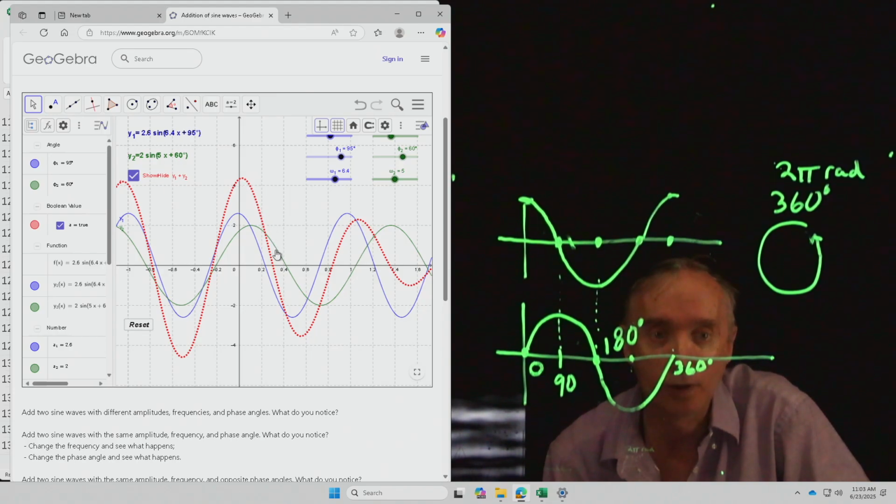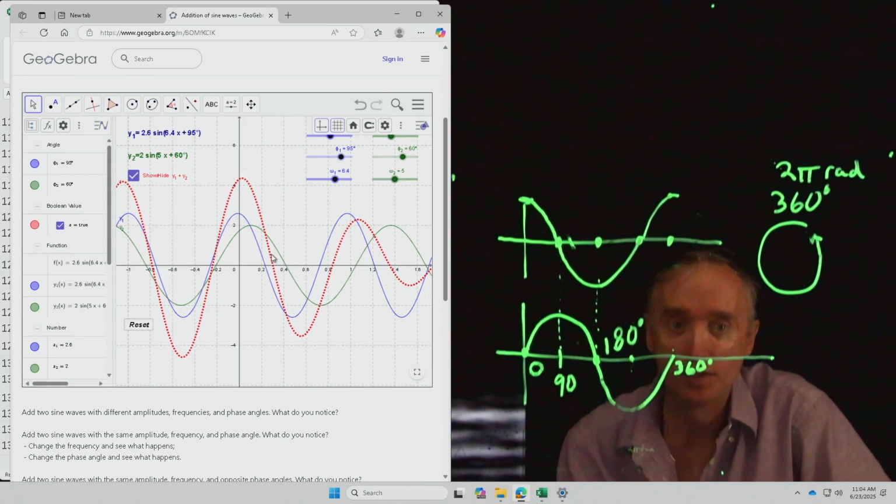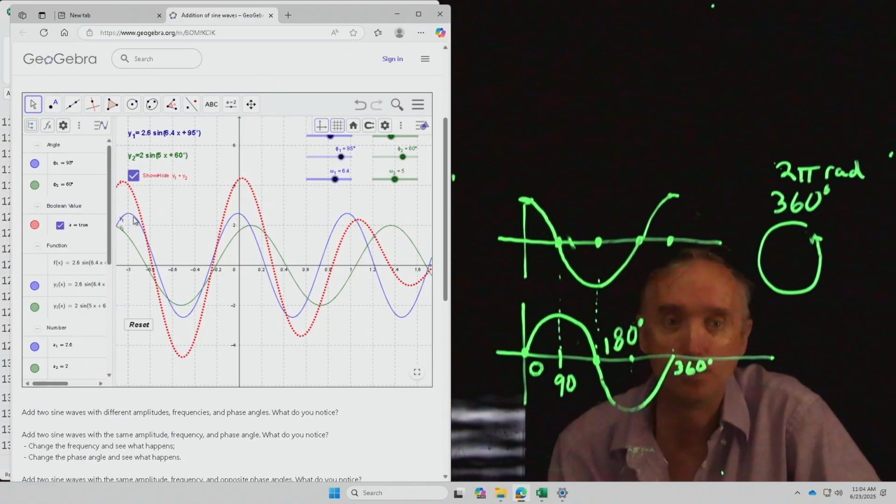Well, what about right here? Do you notice that the blue one is above, so it's a positive number, but the green one's underneath, so it's a negative number, and when you add the two numbers together, they're canceling. So do you see that the red one is going through 0 at that point? This is adding these two waves together.